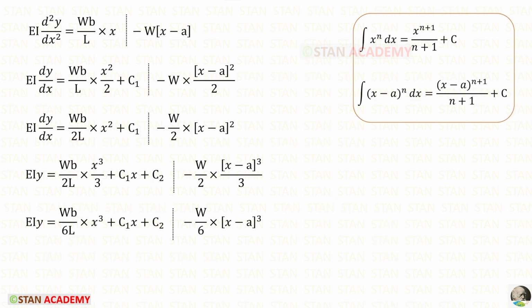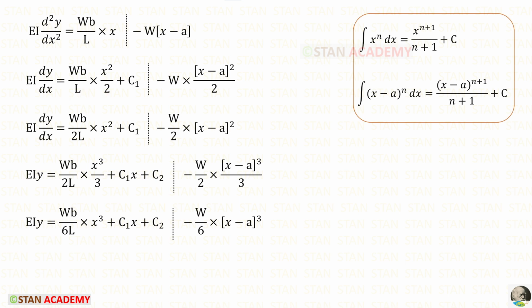On both of the sides, we have to integrate. When we integrate d square y upon dx square, we will get dy upon dx. Using this formula, we can integrate x. That will be x square upon 2. C1 is the constant. To integrate x minus a, we can use this formula. We will get this. 2 into L, it will be 2L.